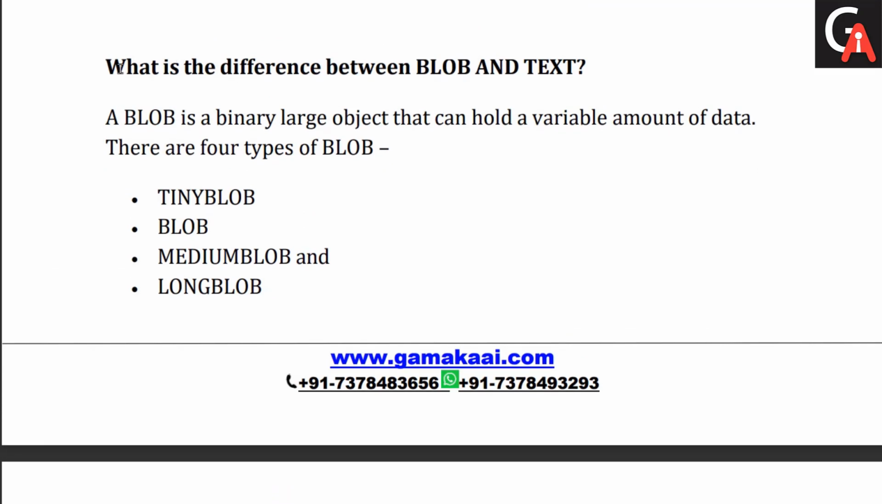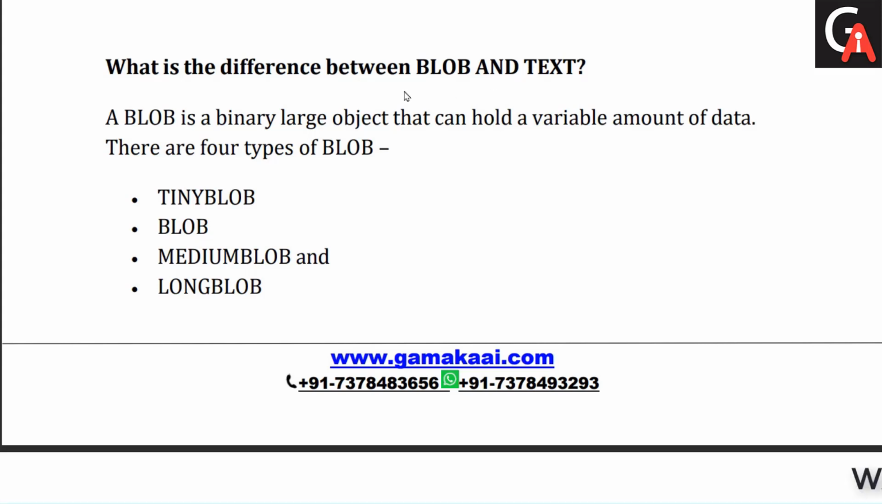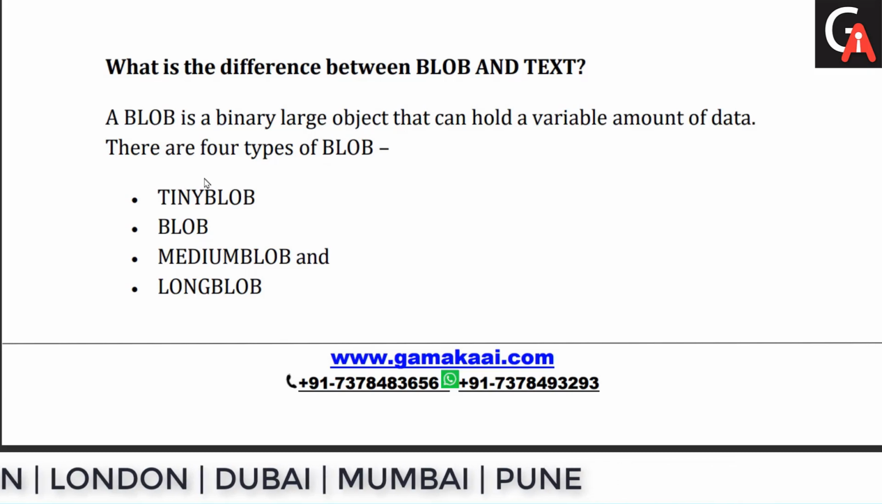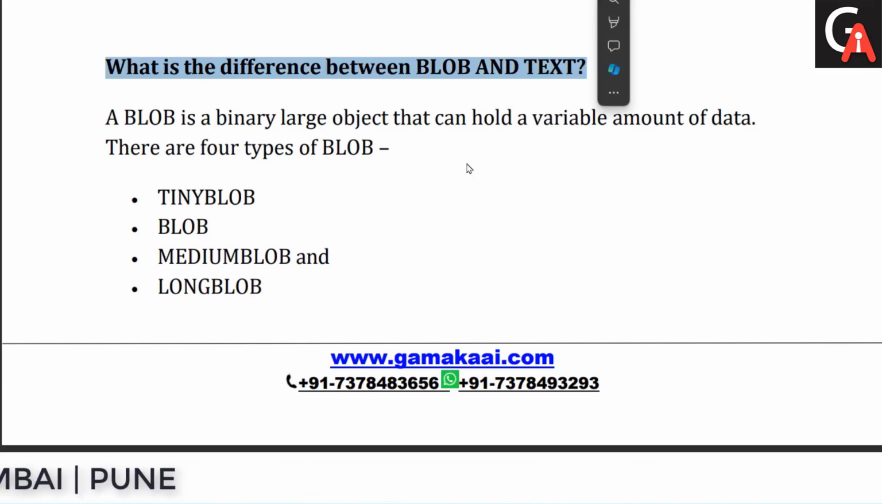Next: what is the difference between blob and text? This is also a MySQL data type. Blob is a binary large object used for image data. Text is a descriptive type of data enclosed within single quotes or double quotes. So basically blob is zeros and ones, and in text we have a string. So these are the differences between blob and text.